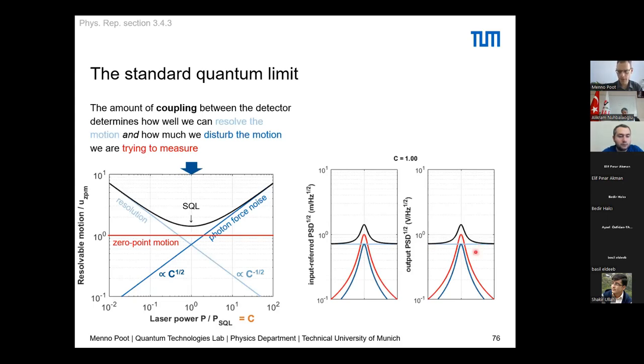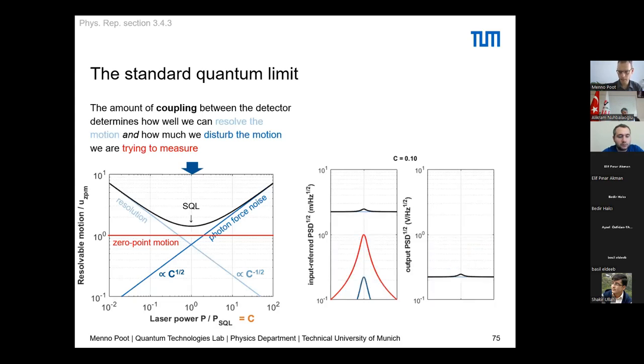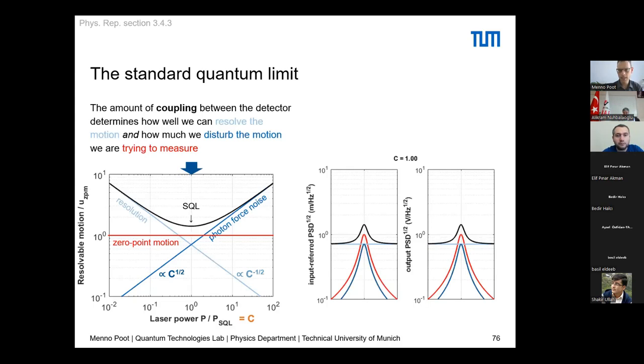That's the line that we have over here. And now you can also see that the peak in the power spectral density that is due to the mechanical motion is now a lot better visible than in this case. So here it was a tiny peak. Now at least we have a larger peak. In this case, still, most of the motion is due to the zero-point motion that we're trying to measure.